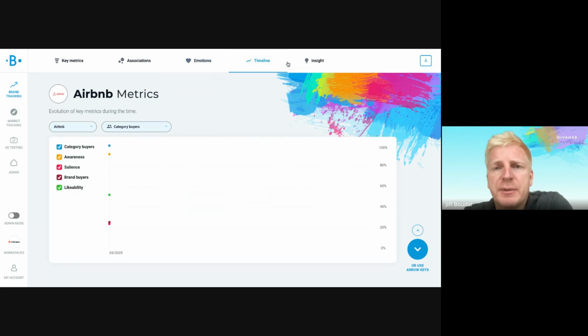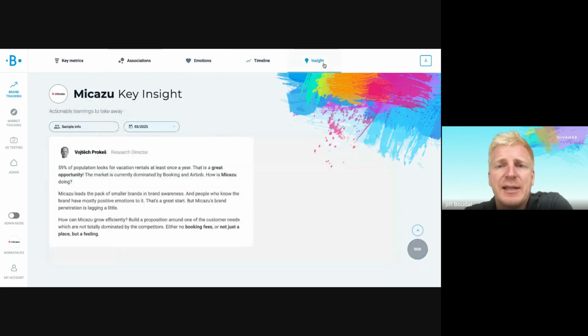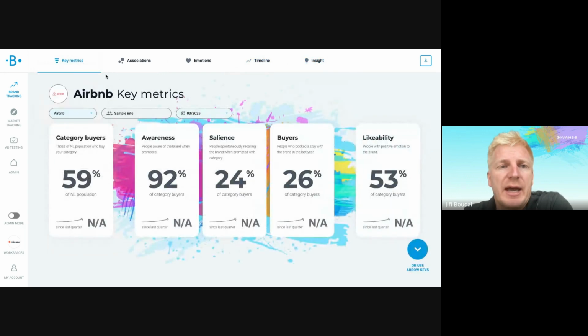And then some typical things like timeline and insight that is already AI assisted, meaning that our experts have some suggestion of what AI sees, and then they check it and add some other insight. We still have this human touch, but it's made much more affordable with the AI.